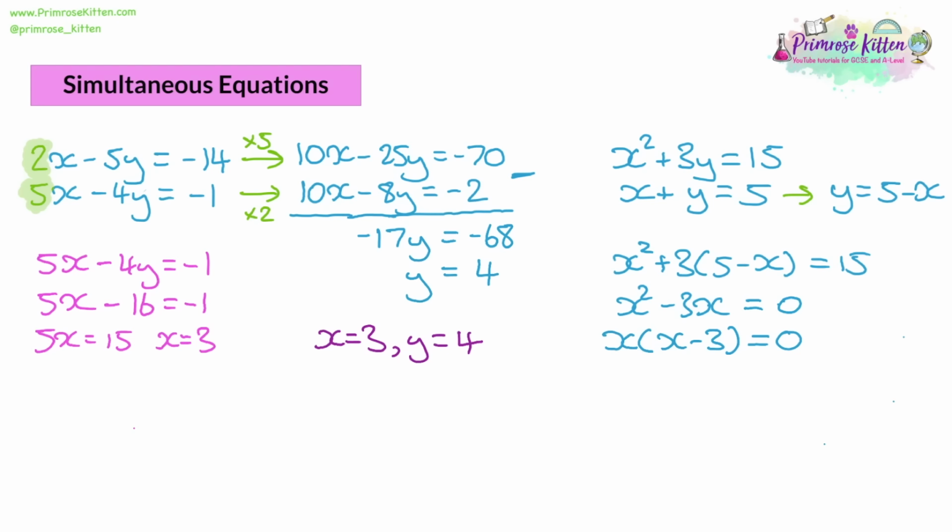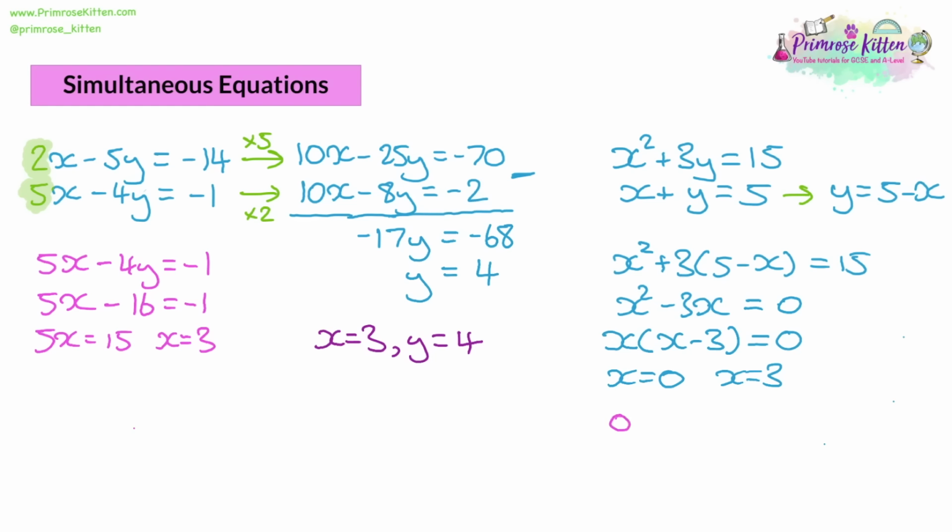So if x was 0, that would give us 0 times what's in the bracket, which is equal to 0. Also, if x is equal to 3, then the bracket itself would be 3 take away 3 is 0, and then you multiply that x by 0. So there's 2 different ways to make this equal to 0. All we do now is substitute those numbers into our original equation.